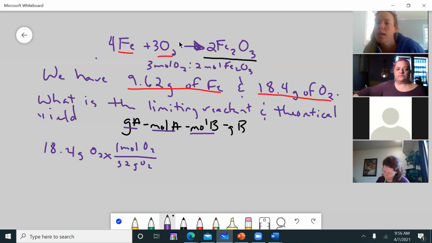Because these are mole ratio relationships. So if this has a 3 and this has a 2, it's a 3-to-2 ratio. You like that, Elizabeth?